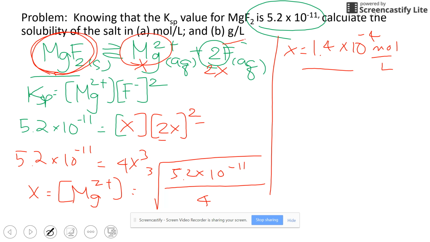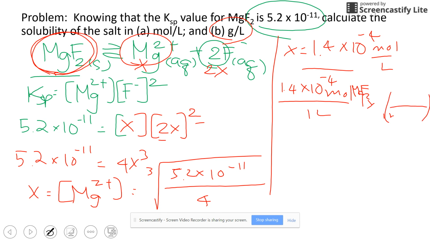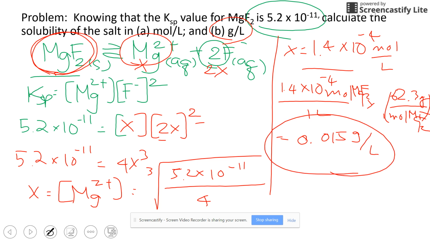If you want to find it in grams per liter, it is 1.4 times 10 to negative 4 moles of magnesium fluoride per 1 liter. Multiply that by the molar mass, 62.3 grams per 1 mole of magnesium fluoride. Multiply the values, and you have 0.015 grams per liter, and that answers the second question.